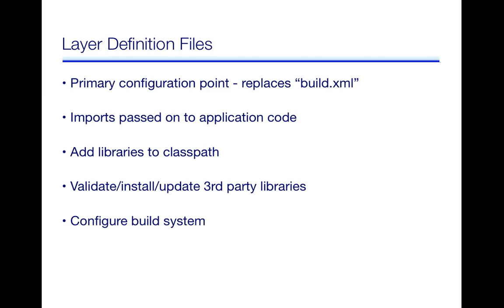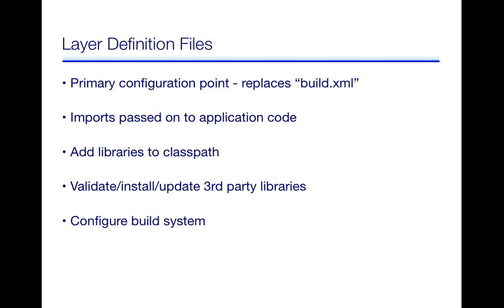The layer definition file is the primary configuration point for adding a layer. It essentially replaces the build.xml file that is included in each layer with a file that's specified per framework layer. Imports in the layer definition file are passed on to application code, giving you a nice sandbox of types that you can use. Any precompiled Java code can be added as libraries to the class path.